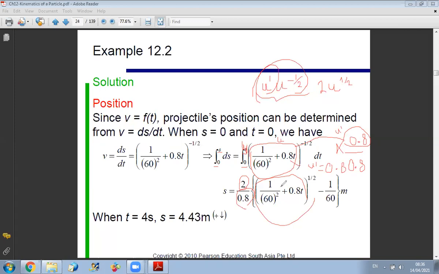Then I perform my integration between 0 and t, and I can get s as a function of time. And then I can replace t by 4 to get s, or here I can directly integrate from 0 to 4 because it is the end of the problem, so I will not need the function as a function of time. Any question on this?